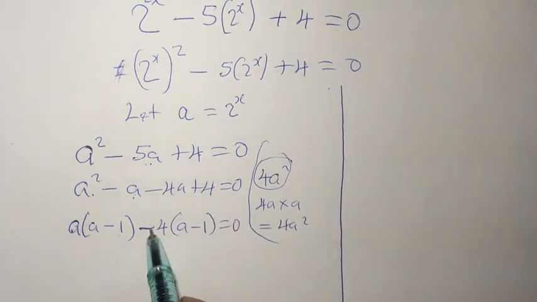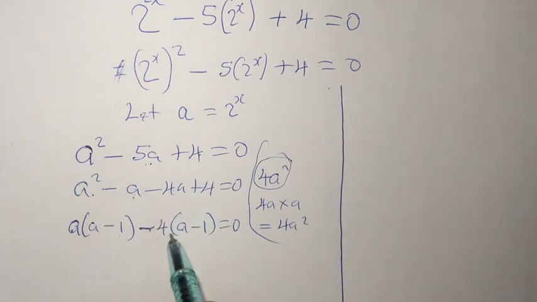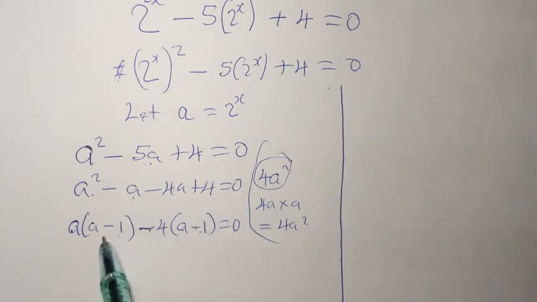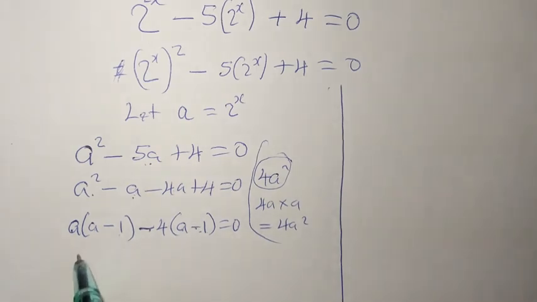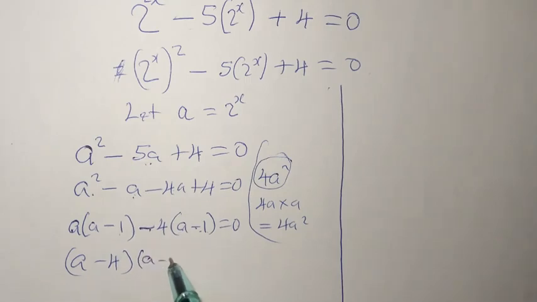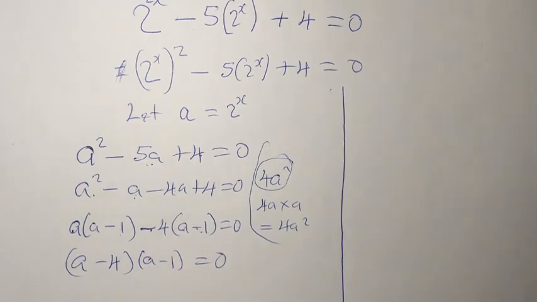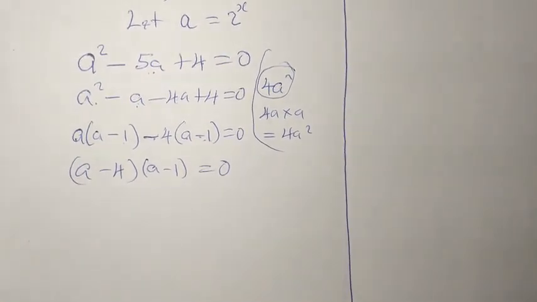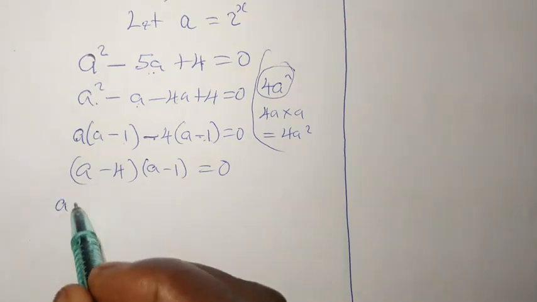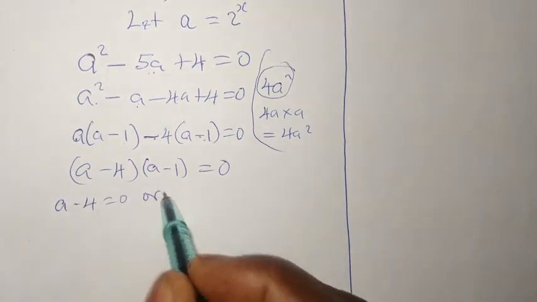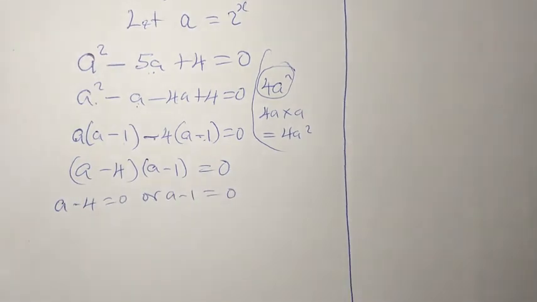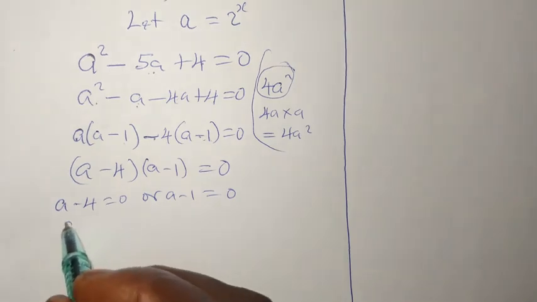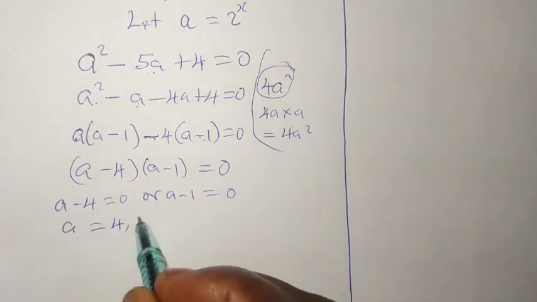By the time that you multiply minus 4 times this to give us this, minus 4 times minus 1 will give us definitely plus 4. So since what is inside the bracket are the same, we will pick 1, so that we are left with a minus 4 in bracket, another bracket a minus 1 close bracket, all equals 0. Remember, we want to find the value of a, so we now have a minus 4 equals 0, or a minus 1 equals 0. Thereby a will be equal to 4, 1.